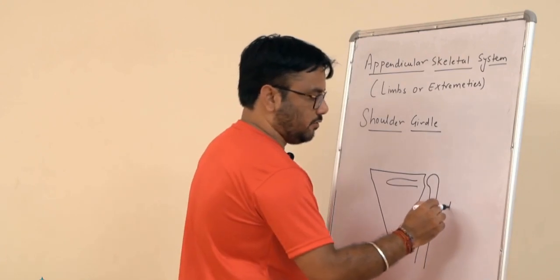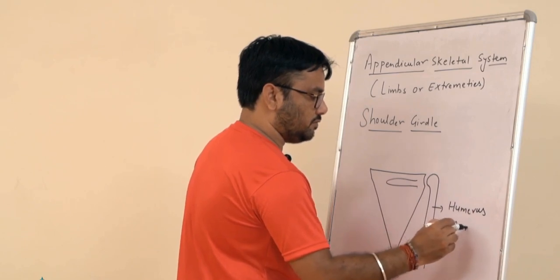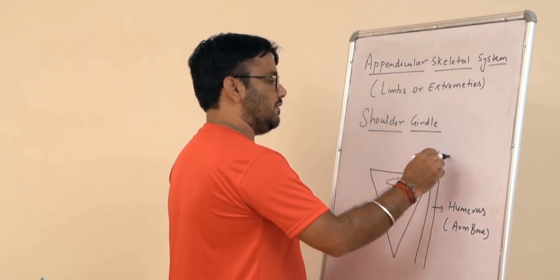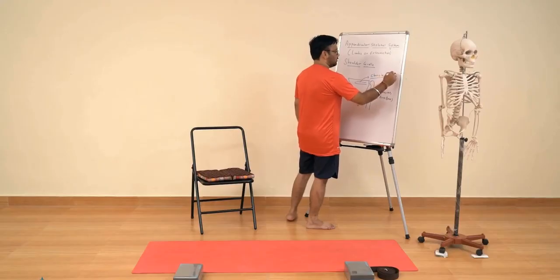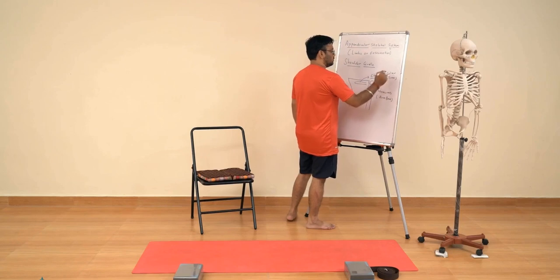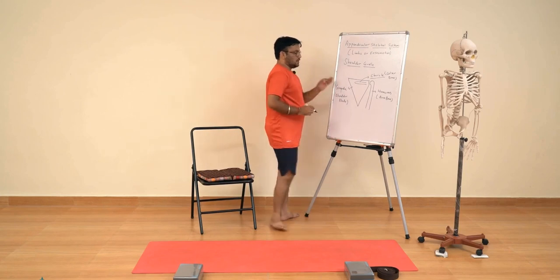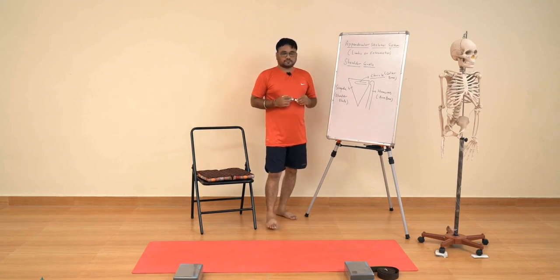So we say humerus, the arm bone; the clavicle, collarbone; and the scapula, shoulder blade. So these are the three different bones that form the shoulder girdle.